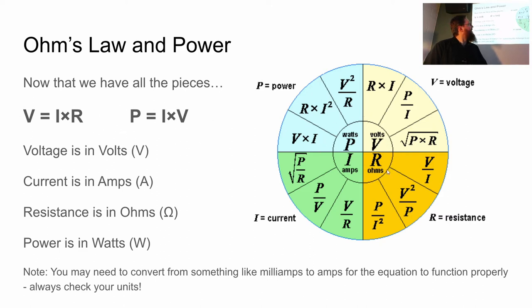This is called the Ohm's Law wheel. If you just Google Ohm's Law, it will pop up in all the Google results. So here, if you want to find R, and you know V and I, R is equal to V over I. If you want to find R and you know V and P for power, R is equal to V squared over P. If you want to know R and you know P and I, then R is equal to P over I squared. So does that make sense?